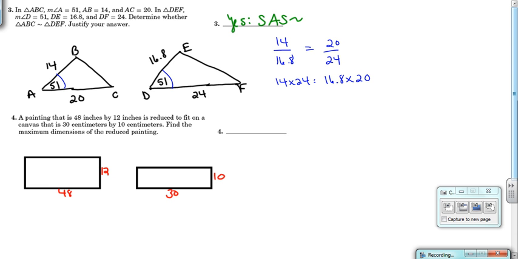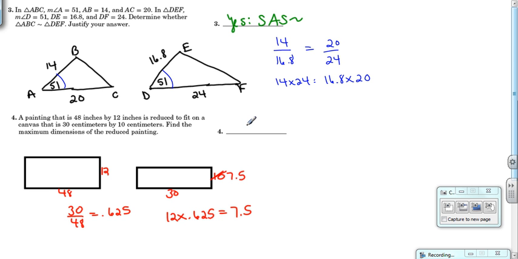So this is a reduction. So my scale factor would be 30 compared to 48, which when I divide that out, I get 0.625. So that means I'm going to have to take the 12 times 0.625, because that's my scale factor, my multiplier, and I would get 7.5. So instead of using all 10 centimeters over here, I'm only going to use 7.5 of those centimeters.